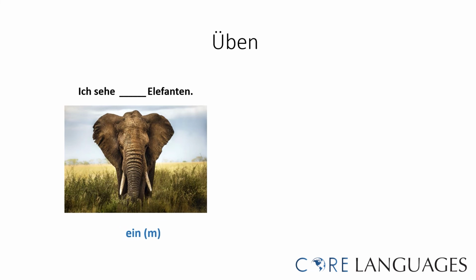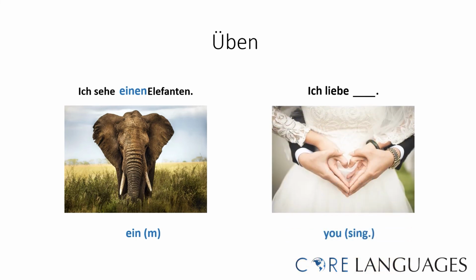Let's look at these two examples. Ich sehe Elefanten. I see an elephant. In this example, the elephant is the direct object of me seeing it. Elefant is a masculine noun, so ein changes to einen. Ich sehe einen Elefanten. I see an elephant. Ich liebe you, singular and informal. In this example, you are the direct object, so we need to use the accusative pronoun for you. Ich liebe dich. I love you.